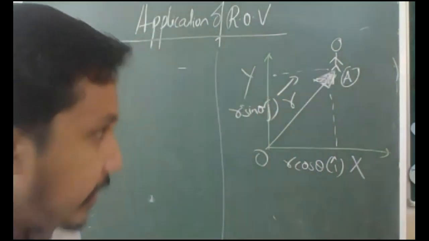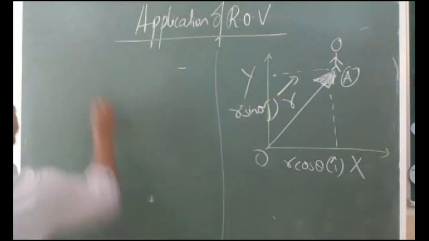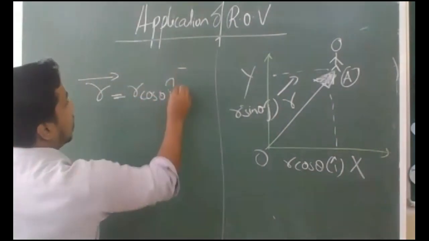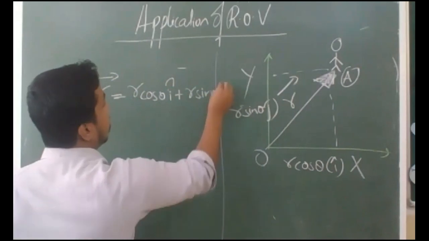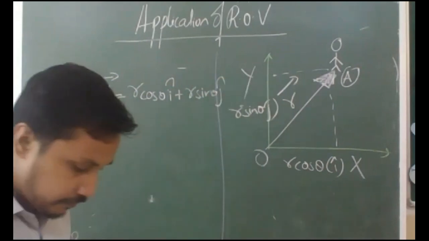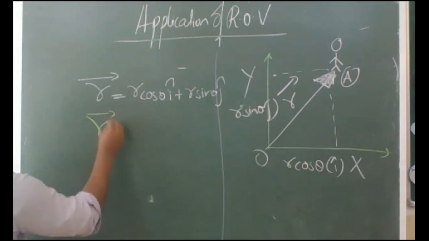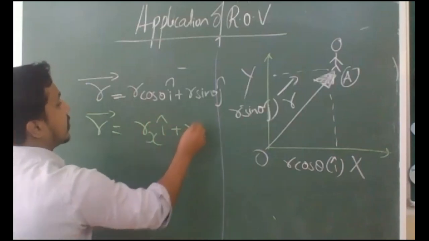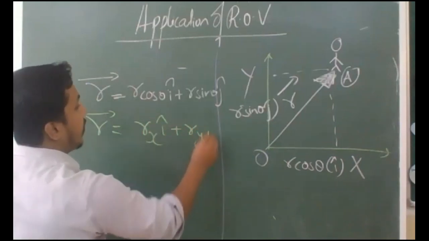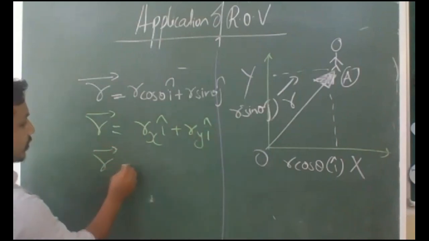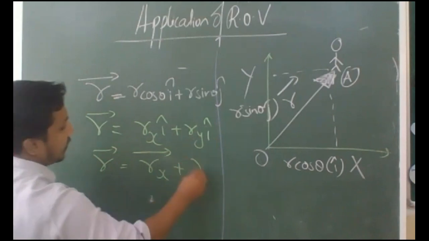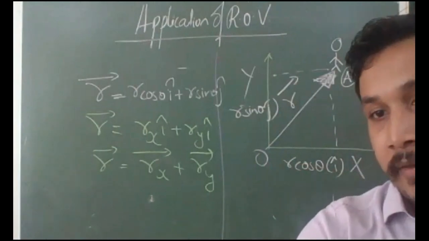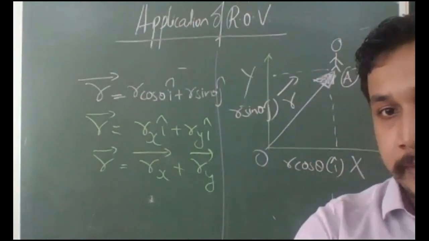Now to write it in the form of resolution of vector, r can be written as r cos theta i plus r sin theta j. Further it can be written as rx i plus ry j. That is, r can be written as rx vector plus ry vector. Clear? Everybody note it down. This graph.